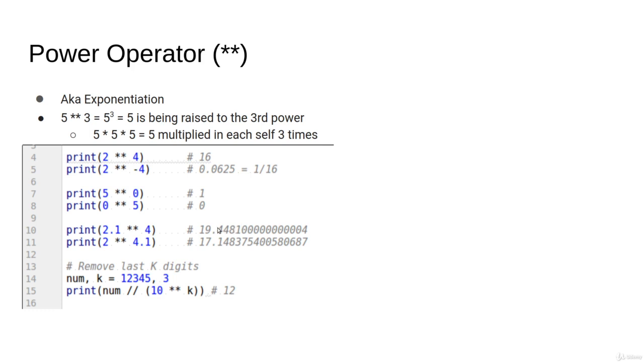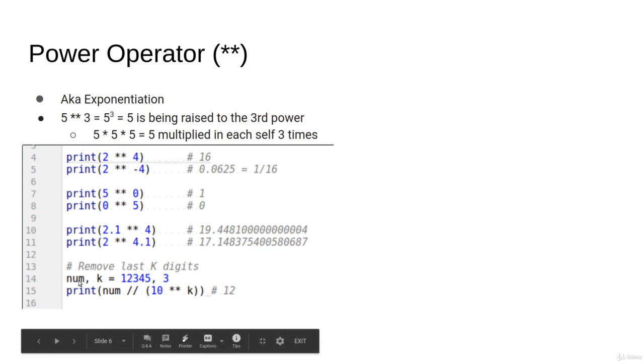Also, you can compute with floats. Can the float value be in the lower value or even in the upper value? Again, as we said in the last slide, dividing by powers of 10 removes the last digits. So let's say you have a number and you would like to remove the last 3 digits. Dividing the number by 10 to the power k will remove the last k digits.